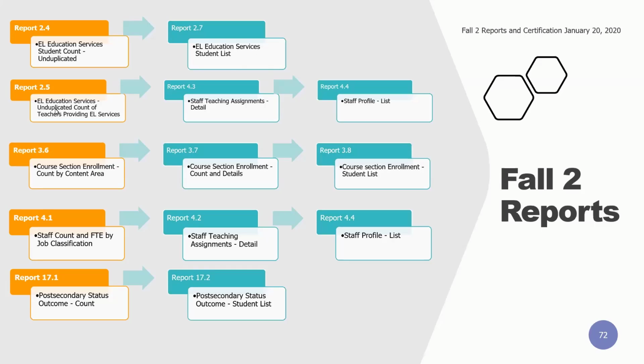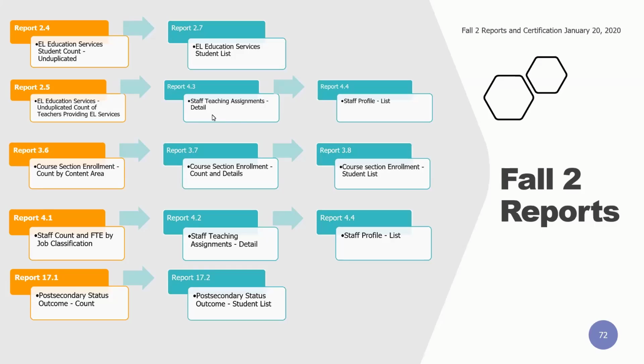And then you can see report 2.5 would be the teachers providing EL services. Then it drills down to teaching assignments in detail. And a staff teaching assignment is specifically a teaching assignment. These are those teachers teaching courses. It only features those teachers teaching courses, and it's those courses in detail, those teaching assignments in detail. And then you have the staff profile list, so if you wanted more detailed information about the staff.